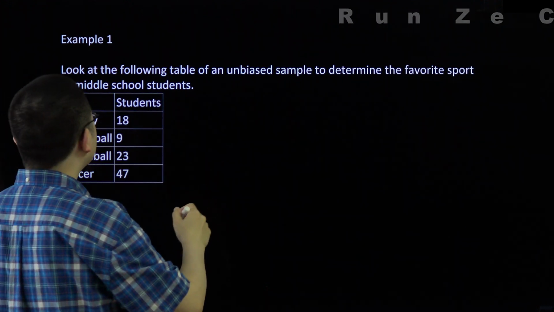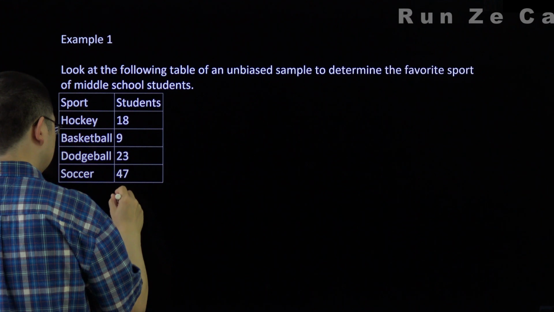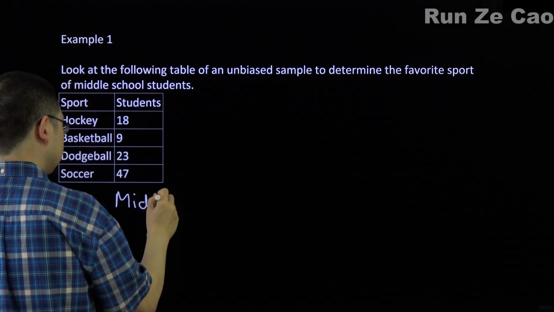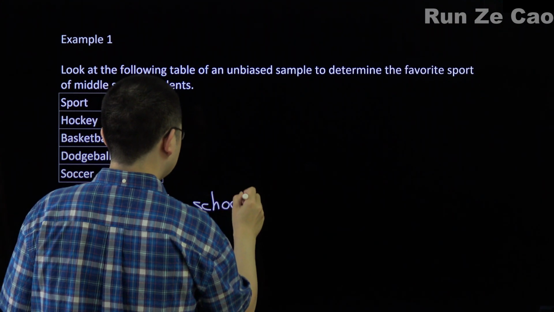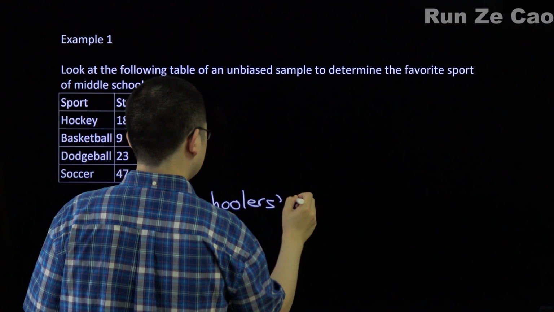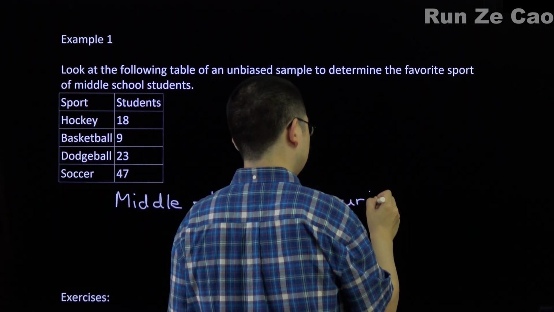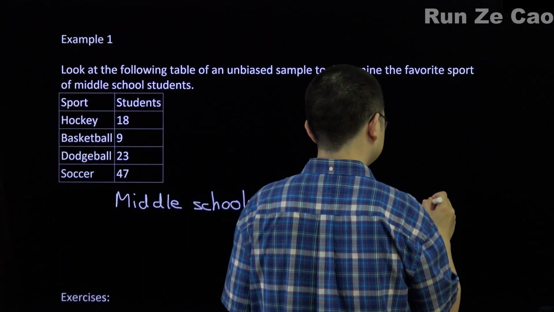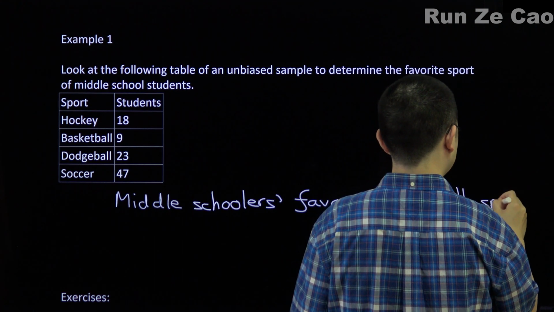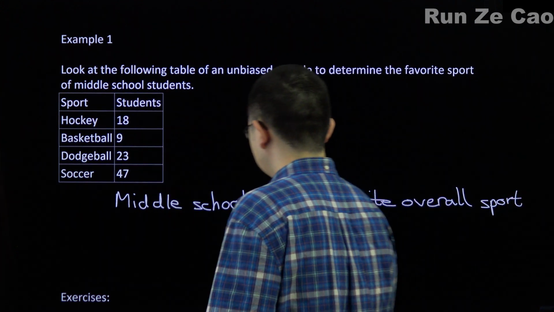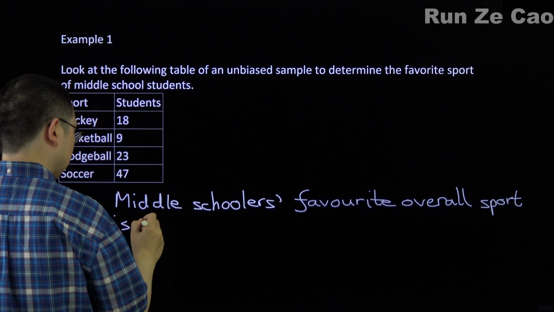So the favorite sport of middle schoolers overall, of those listed here, is soccer.